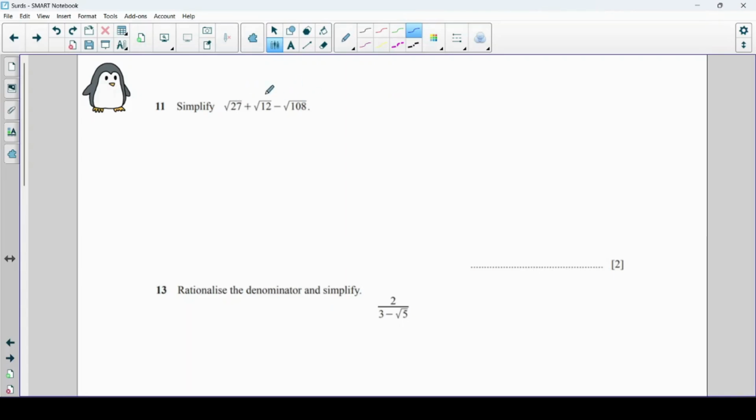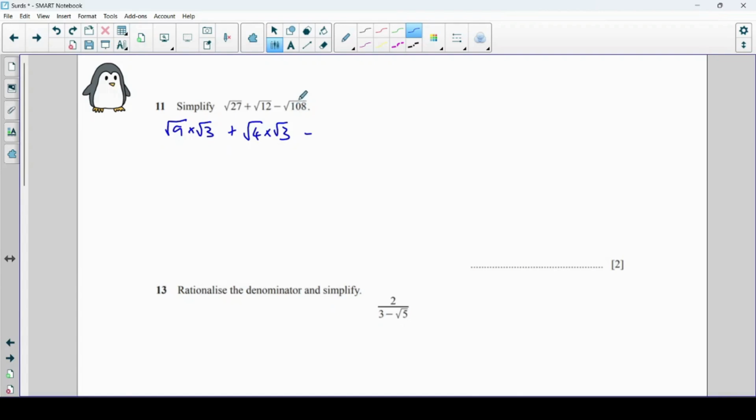Okay, we've got 3 surds that we need to add or subtract. So first of all, look for a square number that goes into root 27. Well, that's going to be root 9 times root 3. Plus, and the biggest square number that goes into 12 is 4, so root 4 times root 3. And presumably this is going to be something that has root 3 in.